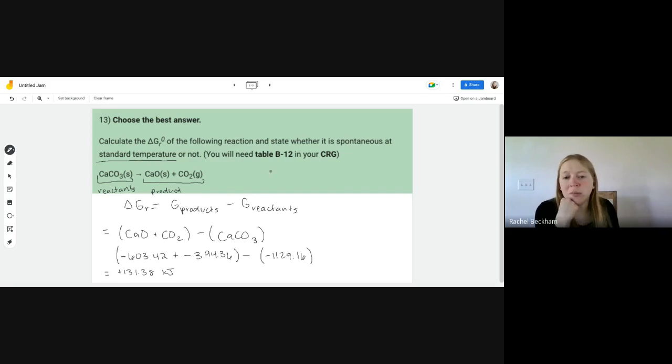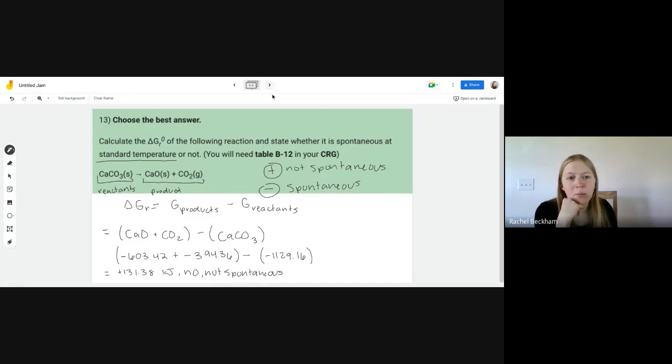If your answer is positive, it is not spontaneous. It does not happen spontaneously. The reaction doesn't happen unless you put in more energy. If your answer is negative, then it is spontaneous. So because our answer is positive, it's not spontaneous. So the answer is no, not spontaneous. So that's your answer to problem number 13.